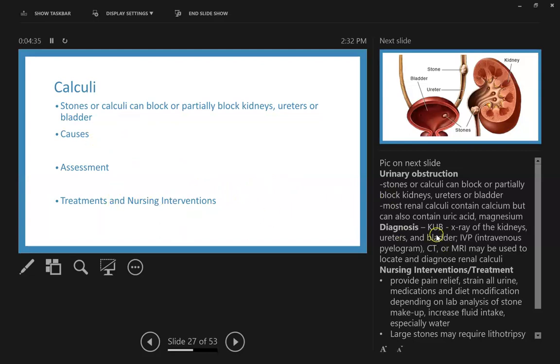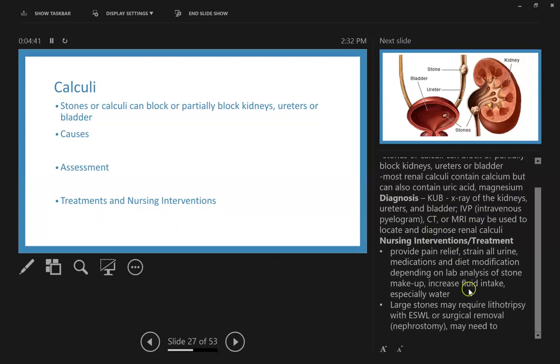For diagnostics, we can do a KUB, an IVP, CT, MRI, and ultrasound can also be used to diagnose people with those. For treatments, we're going to have to provide pain relief. That is our priority as a nurse caring for somebody with renal calculi. All the urine output will need to be strained for the stone. We're going to keep the stone and send it off to the lab to see what it's made out of, because maybe a person just needs to do some simple diet modifications in order to prevent stones from happening again.